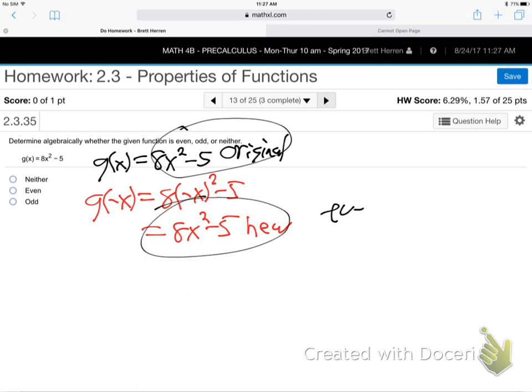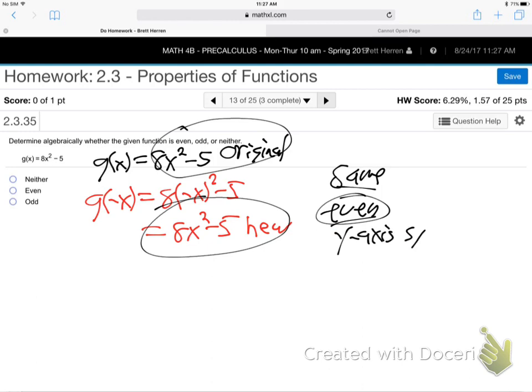So what does that mean? Even. They're the same. So that means it's an even function. Is that good? Questions on that? Now, I haven't given you any reasons for that. Like, why would plugging in negative x and simplifying, and it comes out the same, why would that mean even?